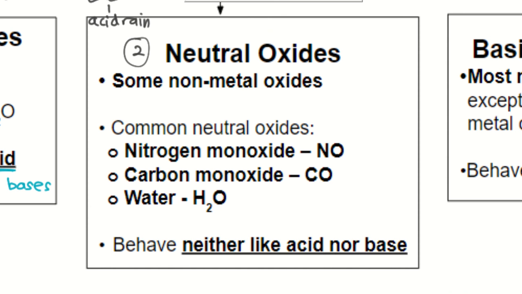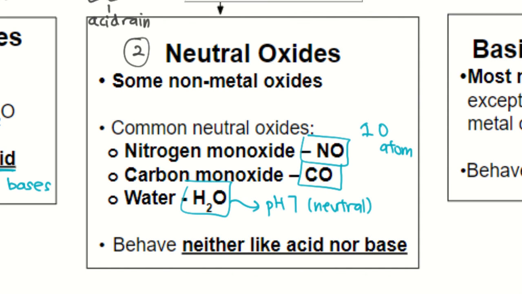Now we come to the second type, neutral oxides. The 3 common neutral oxides that you have to know are nitrogen monoxide, carbon monoxide, and water. And what's so special about all these oxides? They all have only one oxygen atom. And also, how to remember they are neutral? You can just remember water is pH 7, also known as neutral. And neutral oxides behave neither like an acid nor a base.